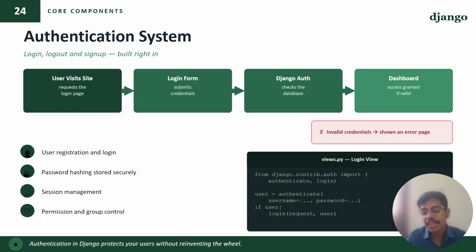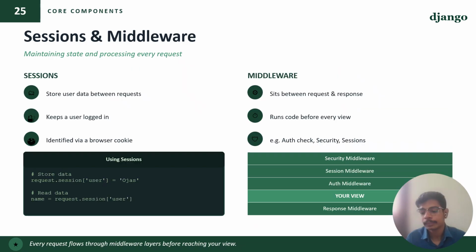After login, Django needs to remember who the user is. This is done using sessions and middleware. The session allows Django to remember information about the user between different requests, and Django stores the session ID inside the browser using cookies. The middleware is another important component. It sits between the user's request and the application response. This makes applications more secure and organized.